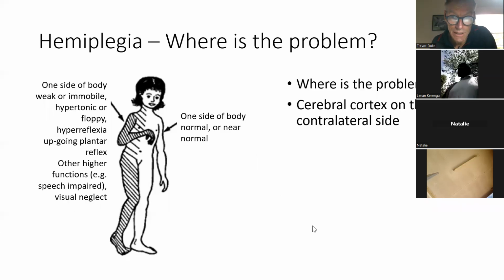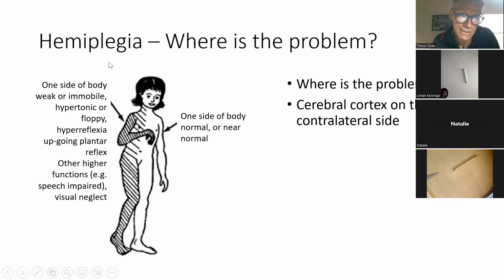Now, this is another example of a common neurological problem of hemiplegia. I think you know this, but when you've got a hemiplegia, then usually the problem is in the cerebral cortex on the contralateral side. It's a central problem, usually affecting the cerebral cortex on the contralateral side. Sometimes it can be a unilateral spinal cord problem, but usually it's a cerebral cortex problem.